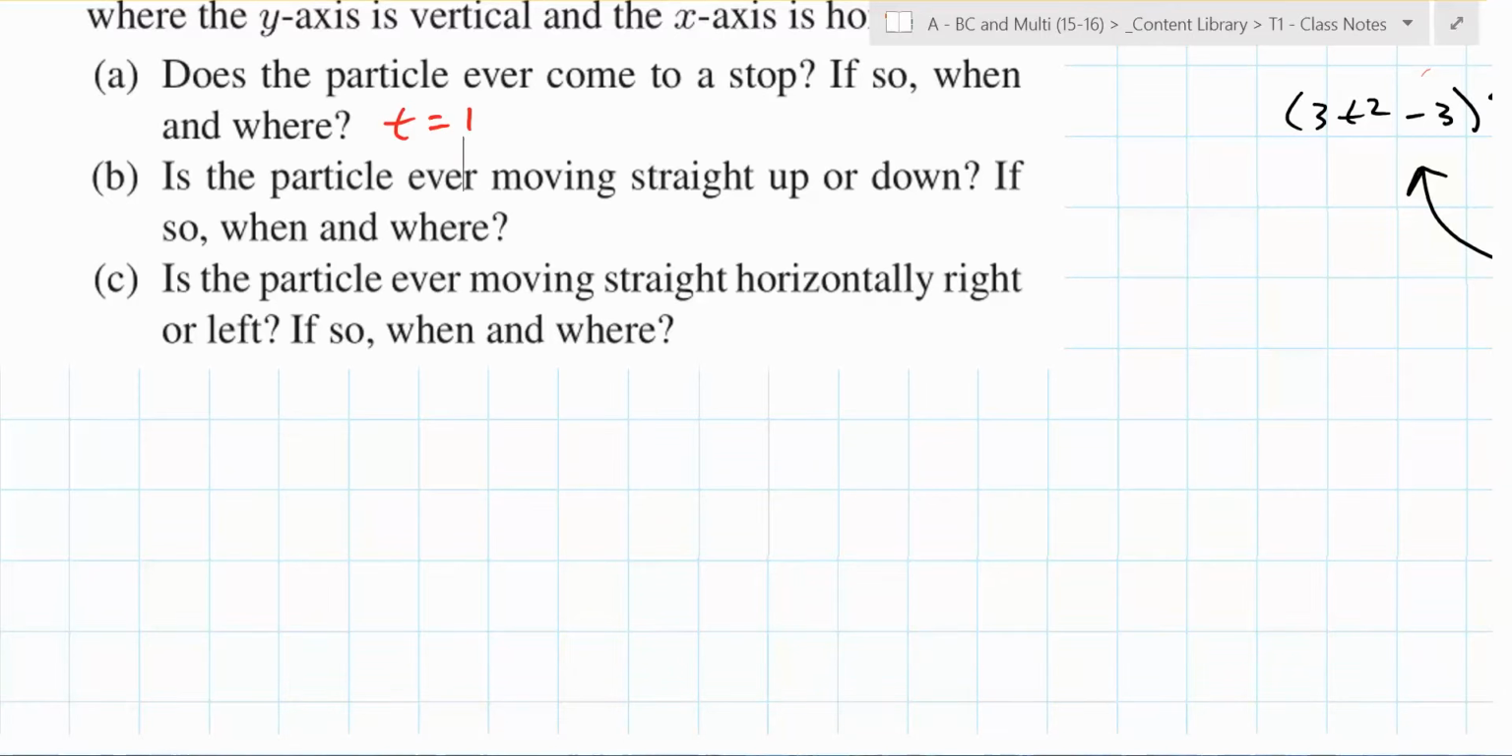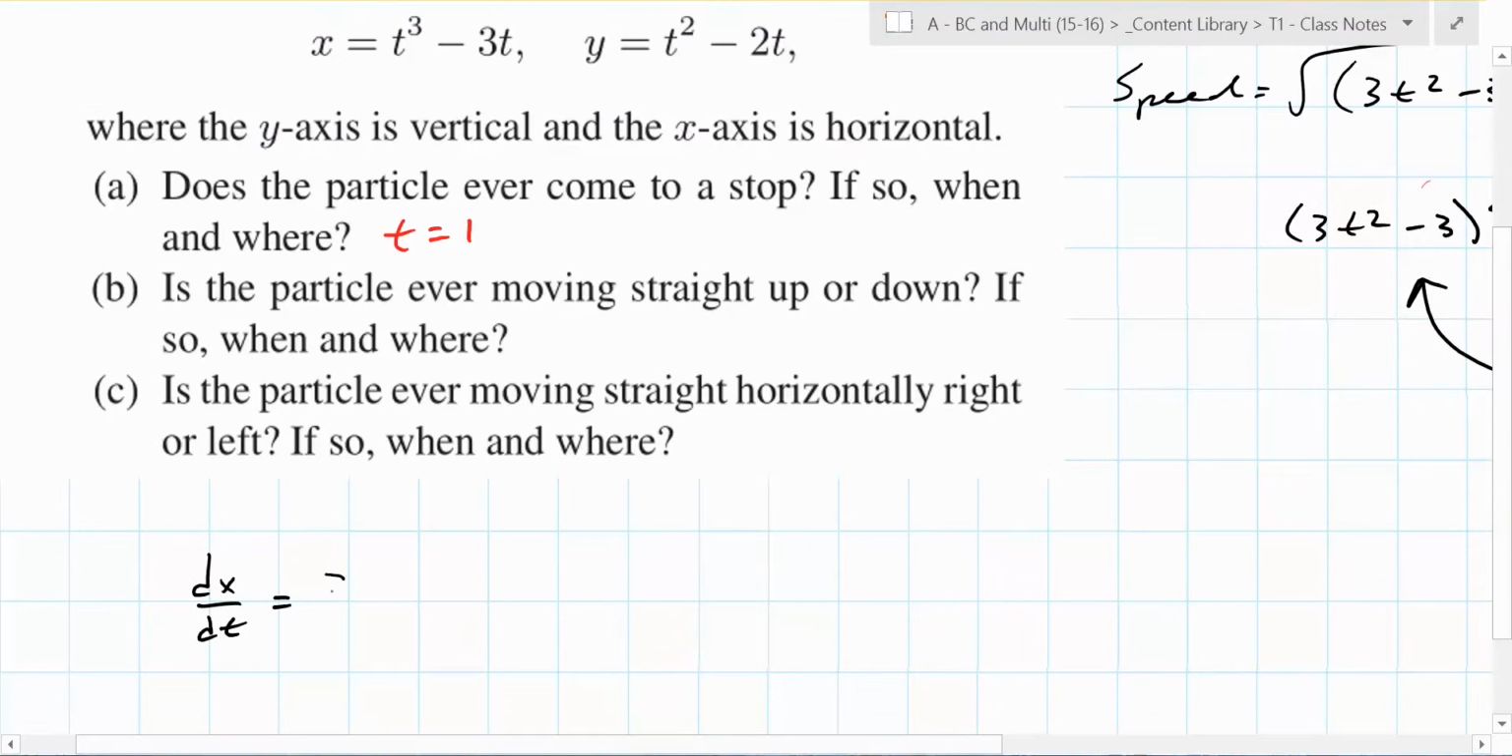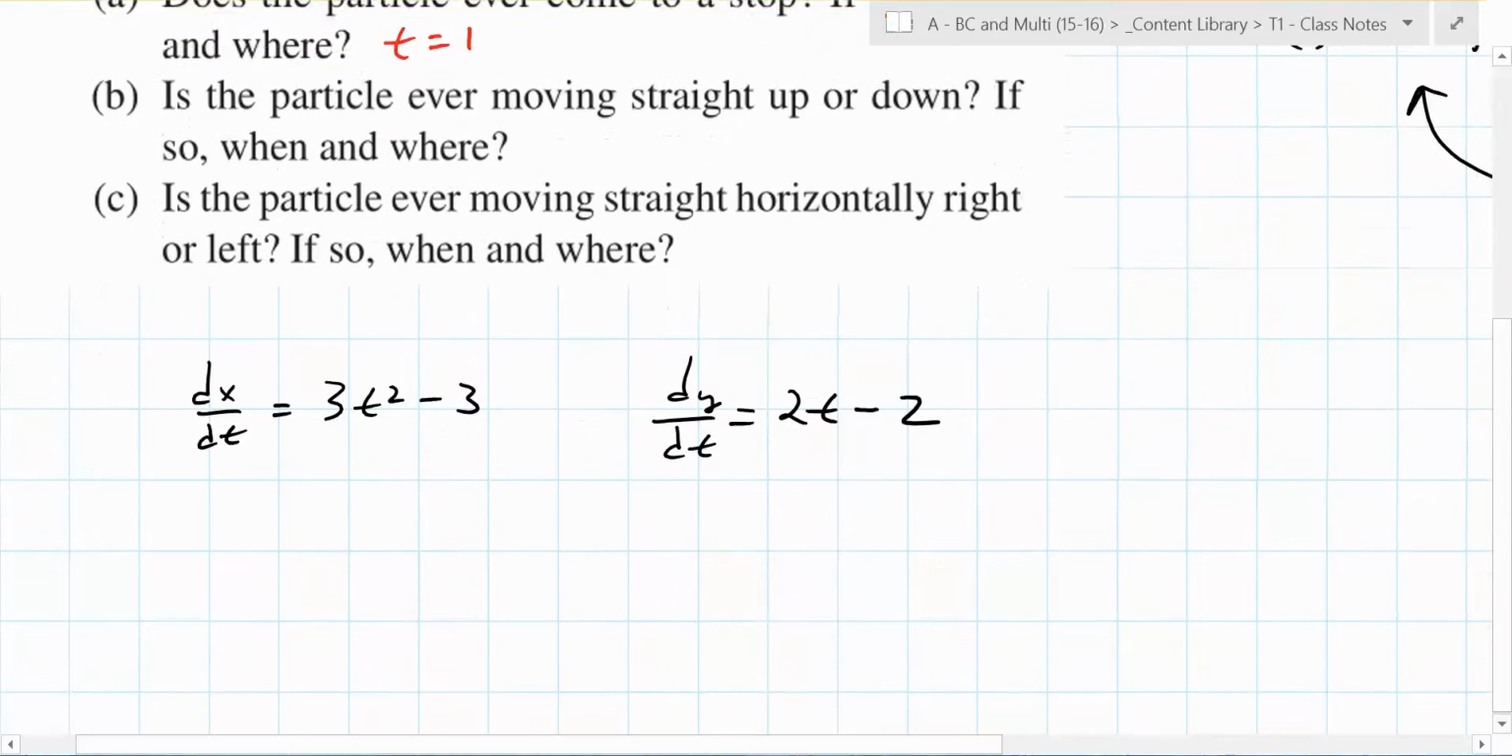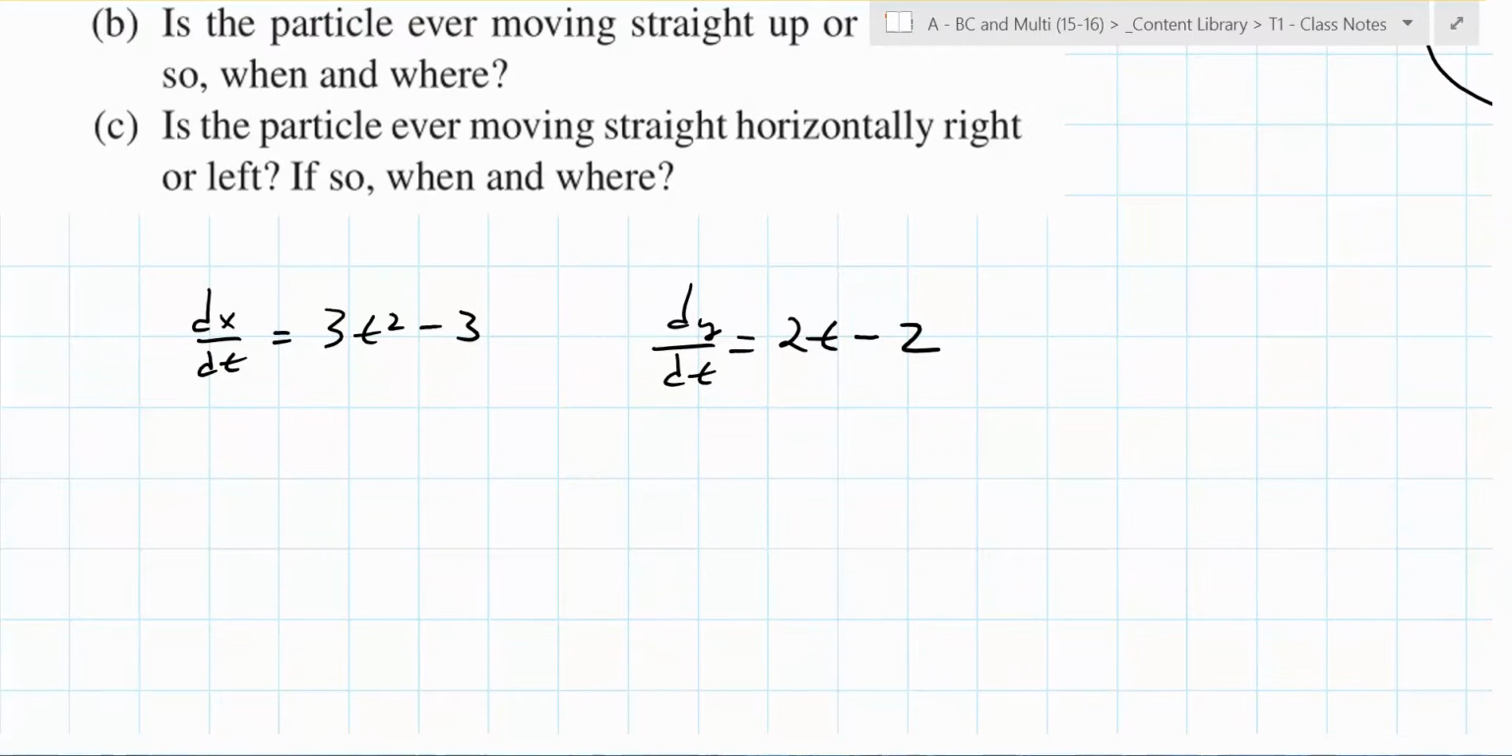Is the particle ever moving straight up or straight down? How do you figure that out? Well, what is dx dt in this case? It's the horizontal rate of change. dx dt is 3t squared minus 3, and dy dt is 2t minus 2. A particle is moving straight up or down when dx dt is 0 and dy dt is not 0.